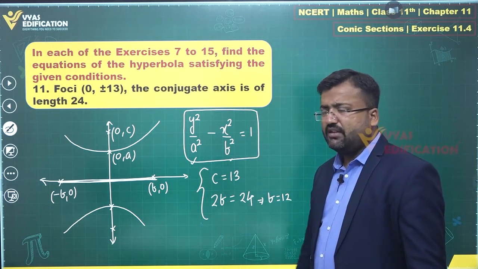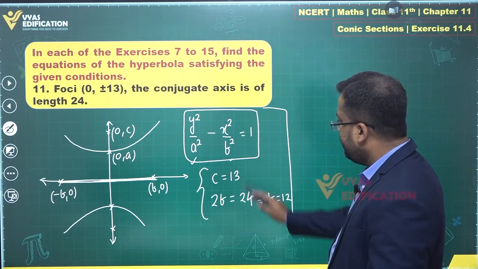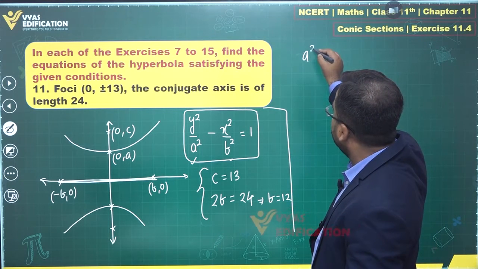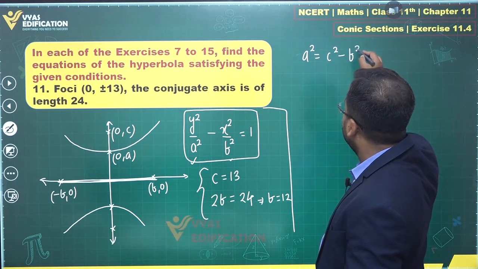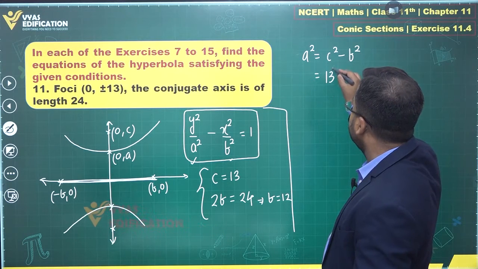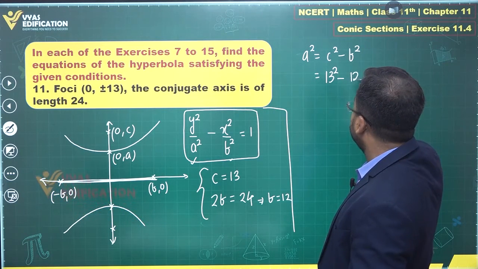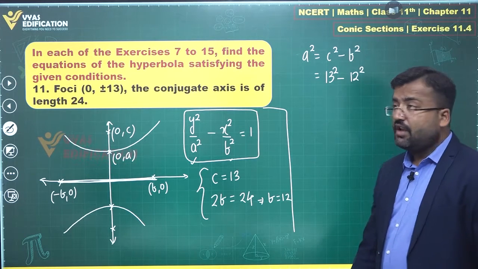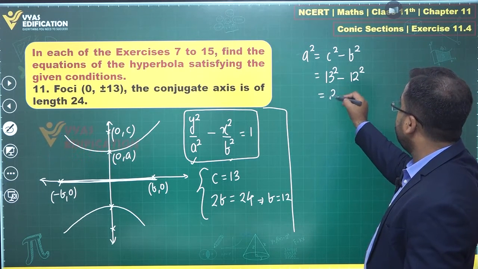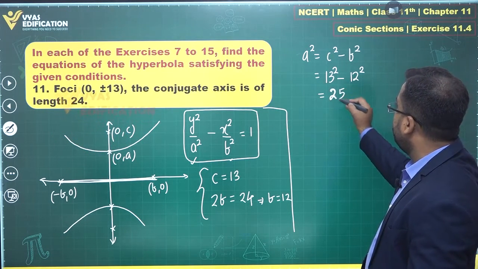And do we know A square? No, not yet, but we can find A square with the help of B and C, as A square will be equal to C square minus B square. What is C square? This is 13 square. B square is 12 square, right? This is what you get. And this is 25 actually. 169 minus 144 is 25.